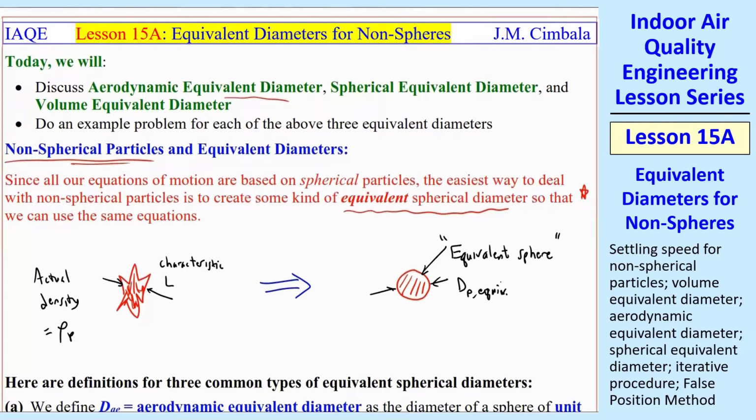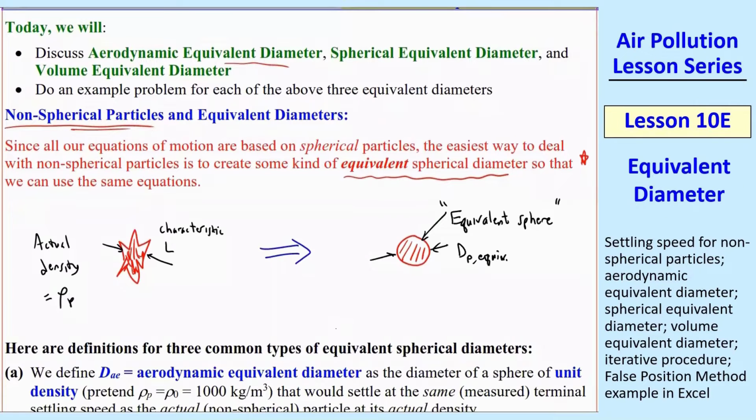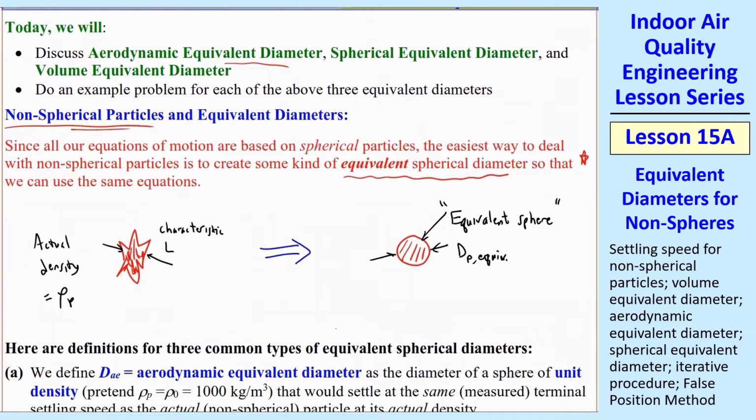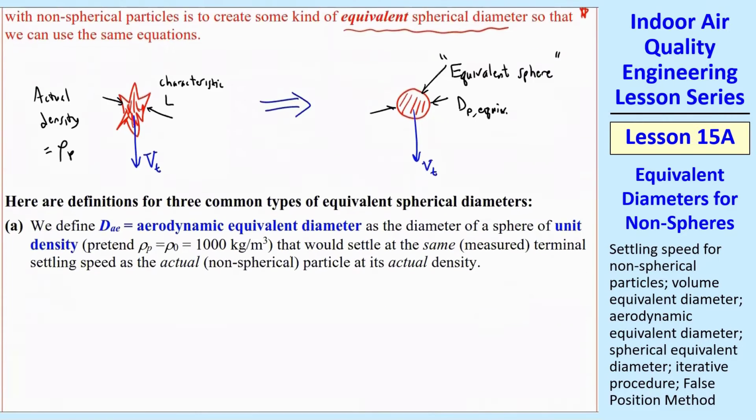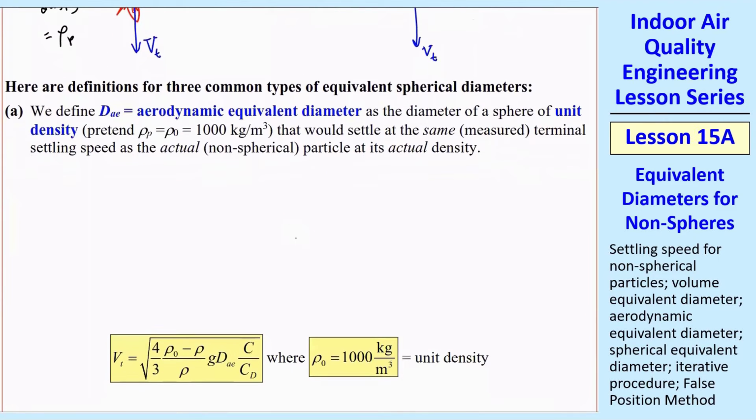Well, it's not immediately obvious how we do that. In fact, there are three different common types of equivalent spherical diameters. Two of them are based on settling speed, and one of them is based on volume. I'll talk about all three of them. The first one is called aerodynamic equivalent diameter. And you could read the definition here.